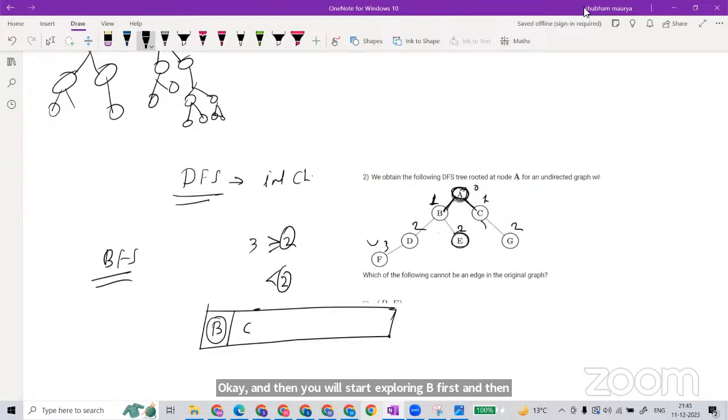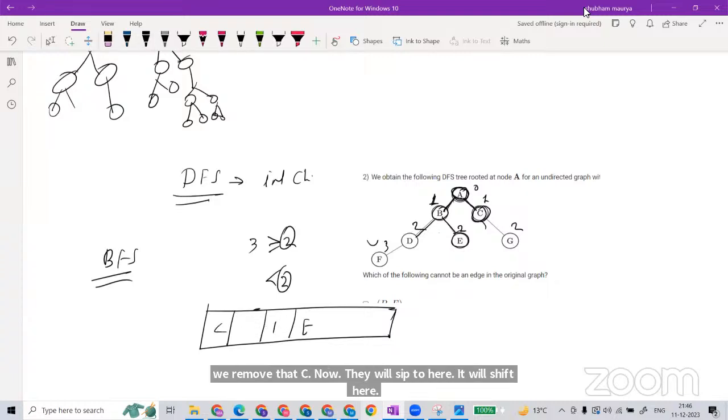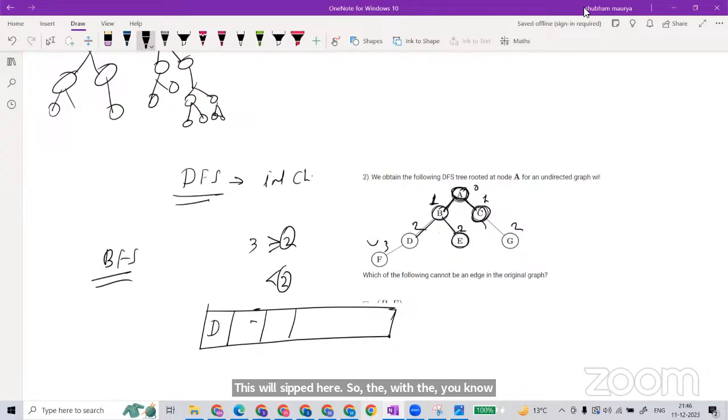Then you will start exploring B first and then C and then the rest. Once you start exploring B, for unvisited vertices of B, D and E will come. After completing B, you will come back to C. That's why they are at the same level. We remove C, and they shift here. Level-wise it will go.